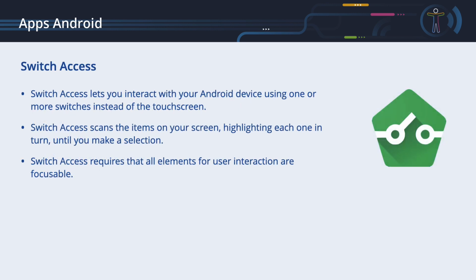Switch Access. Switch Access lets you interact with your Android device using one or more switches instead of the touchscreen. It can be helpful for people who have impaired dexterity that prevents them from interacting directly with the Android device. Switch Access scans the items on your screen, highlighting each one in turn until you make a selection. Switch Access requires that all elements for user interaction are focusable. Otherwise, a user cannot operate this element.